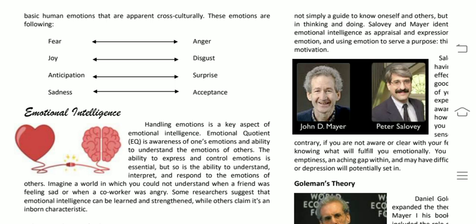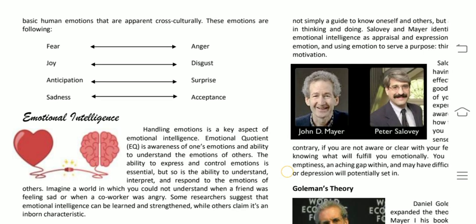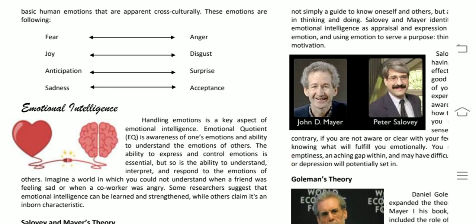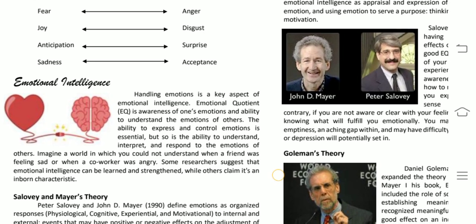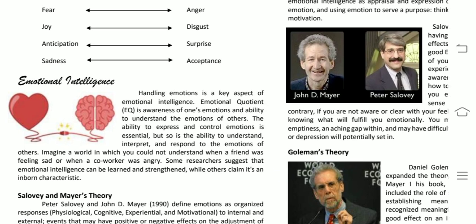So, pag sinabi nating emotional quotient, it is an awareness of one's emotion and the ability to understand the emotion of others. So, the ability to express and control emotions is very essential. So, kumbaga, yun daw abilidad natin, na maintindihan yung nararamdaman ng ibang tao, ng kapwa natin, at the same time is to control our own emotions.